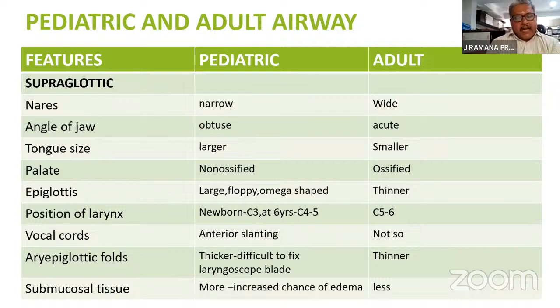Vocal cords are anterior slanting. Aryepiglottic folds are thicker and difficult to fix the laryngoscope blade. Submucosal tissue is increased, so there are more chances of edema. So, quickly reviewing the differences: relatively large size of the head, small size of the mouth, large size of the tongue, anterior slanting vocal cords, thicker aryepiglottic folds.